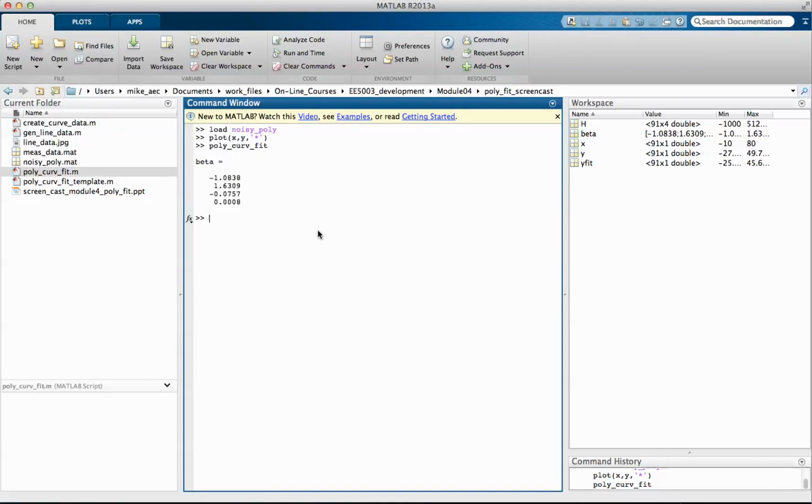So when you're doing your homework and you've created the h, you've estimated the beta, then creating the best fitting curve should be very straightforward to you.